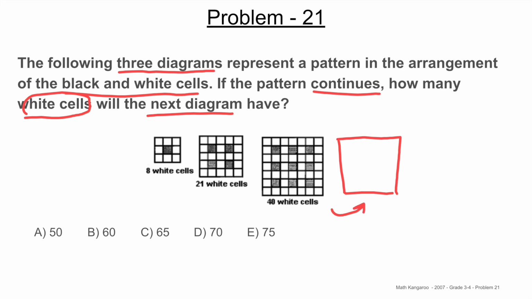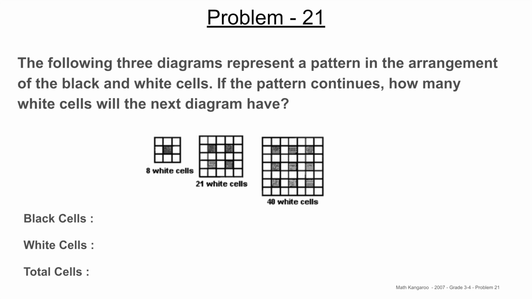So the best strategy is to count the black cells, find the total, identify a pattern in it, and see what the next diagram would be. So we have black cells 1, 4, and the third diagram has 9. White cells are already given: 8, 21, 40. What are the total cells? 9, 21 plus 4 is 25, 40 plus 9 is 49.